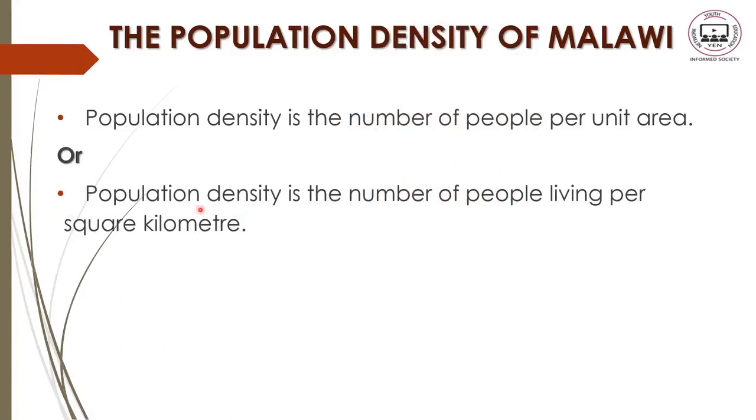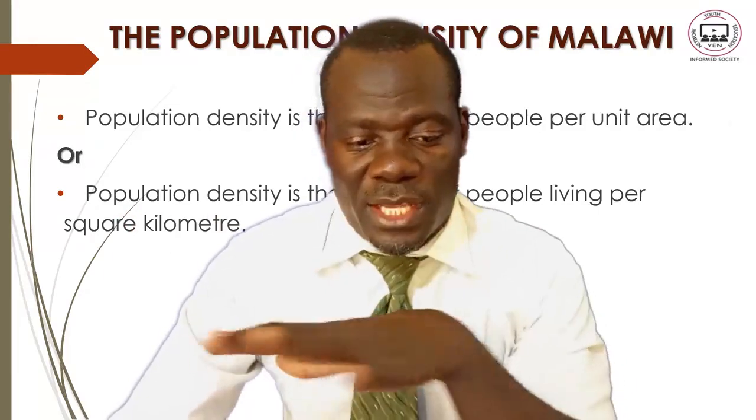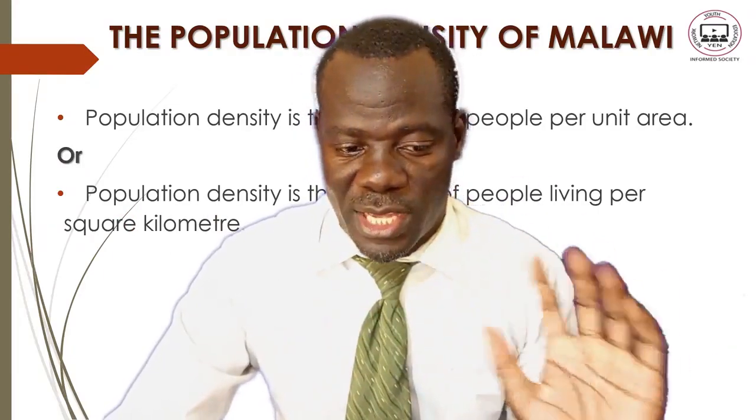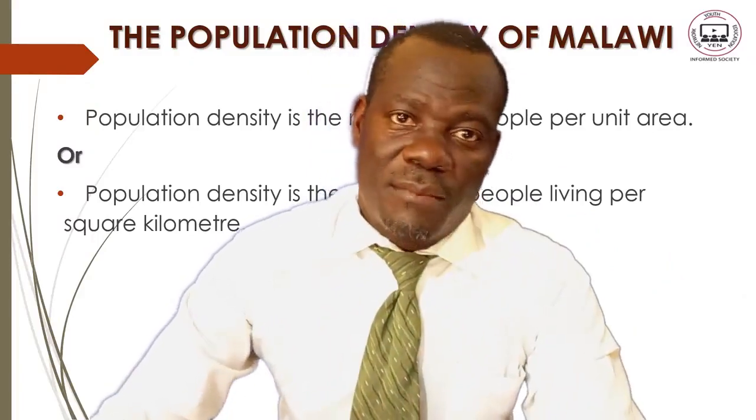Or again, we can define population density as the number of people living per square kilometer. So we see how many people are living per square kilometer. That is the population density.